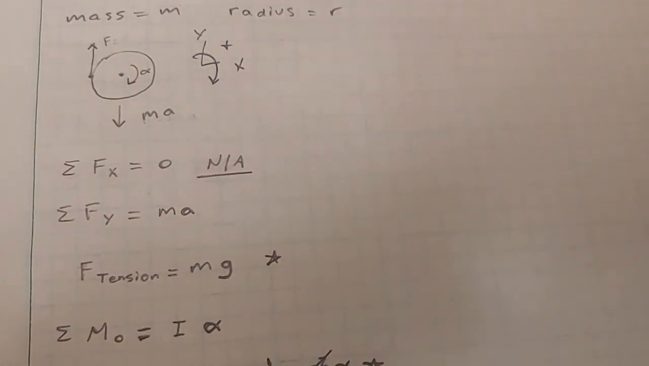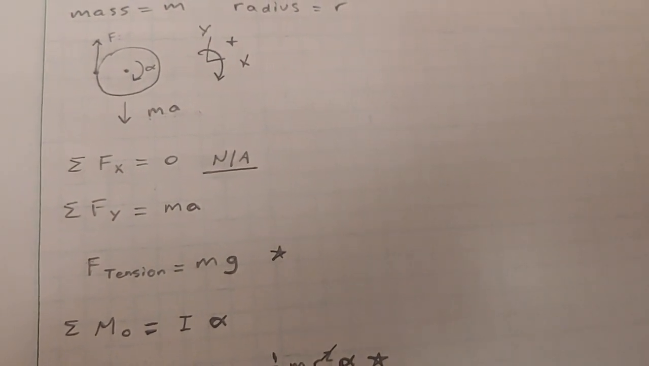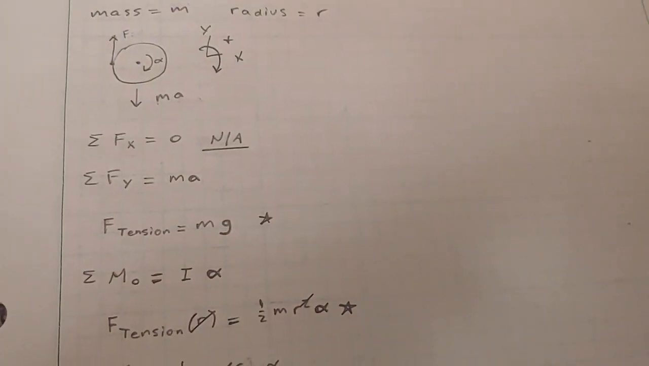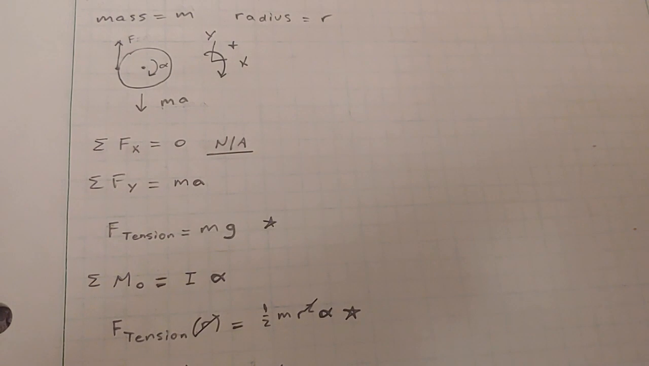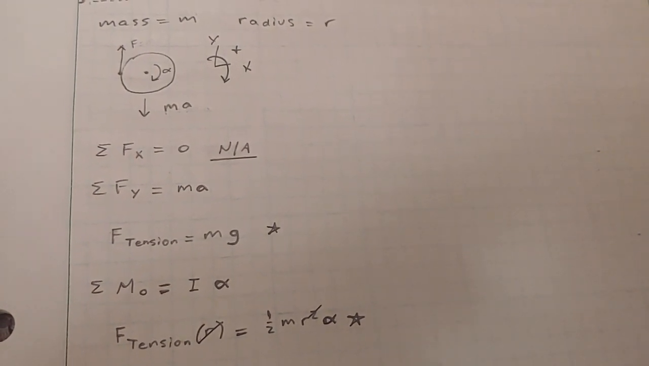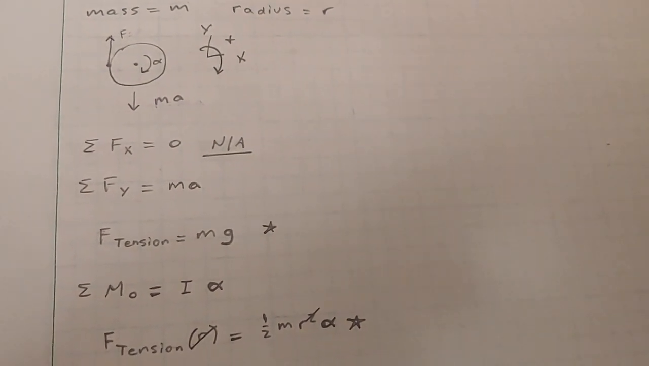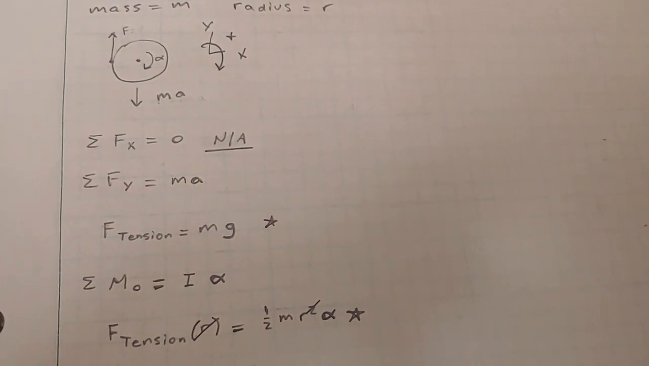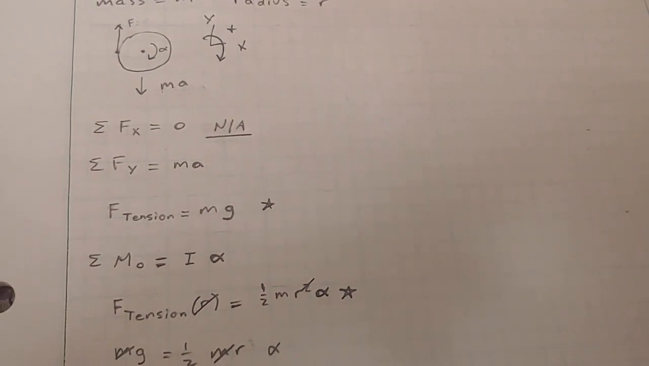Then we're going to take our sum of moments around the origin equal to the inertia times angular acceleration. Our inertia for a disk is 1/2 mr squared, and the only force acting not in line with the origin is the force due to tension. So force due to tension times the radius is equal to the moment, and that is equal to 1/2 mr squared times the angular acceleration, and the radius on the left side and the radius on the right side will cancel out, just giving us 1r on the right side.